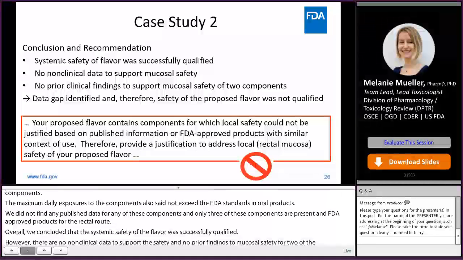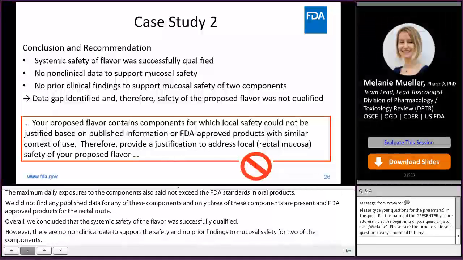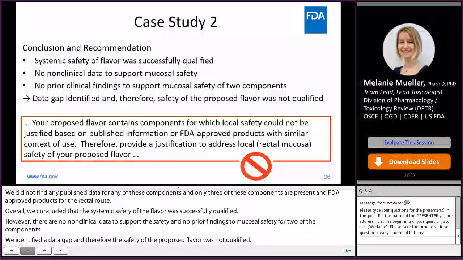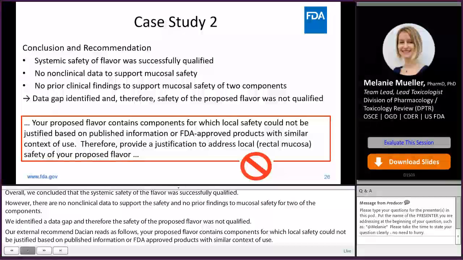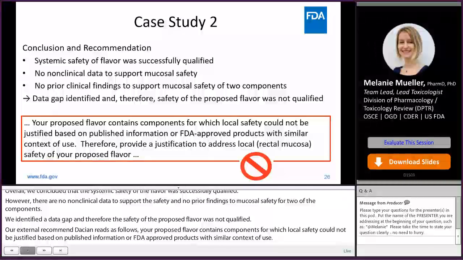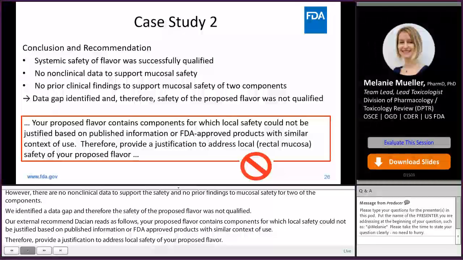Our external recommendation reads as follows. The proposed flavor contains components for which local safety could not be justified based on published information or FDA-approved products with similar context of use. Therefore, provide a justification to address local safety of your proposed flavor. So in this case, we did not recommend reformulation because this applicant actually has a chance to address the data gap with help of non-clinical data.